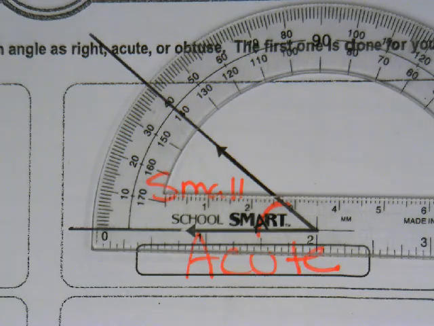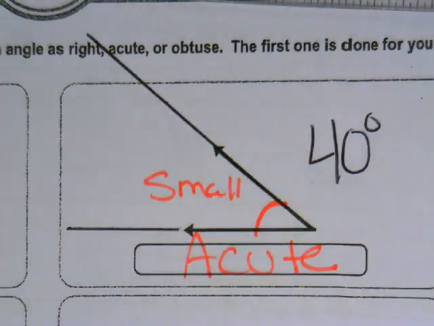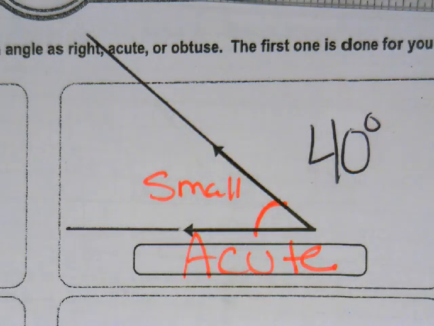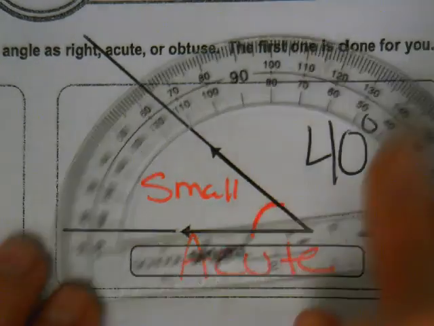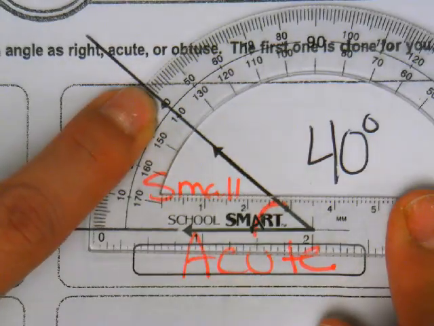Now let's read it. Are we going to use the outside numbers or the inside numbers? Outside. Thank you. So 0, 10, 20. You already called it acute. You already called it small, so it should be a small number. 40 degrees. Yep. So after I measure it, I already have the word acute. Now I'm going to write in 40 degrees. So I placed it there. It's on the 40 degrees. Labeled it 40.